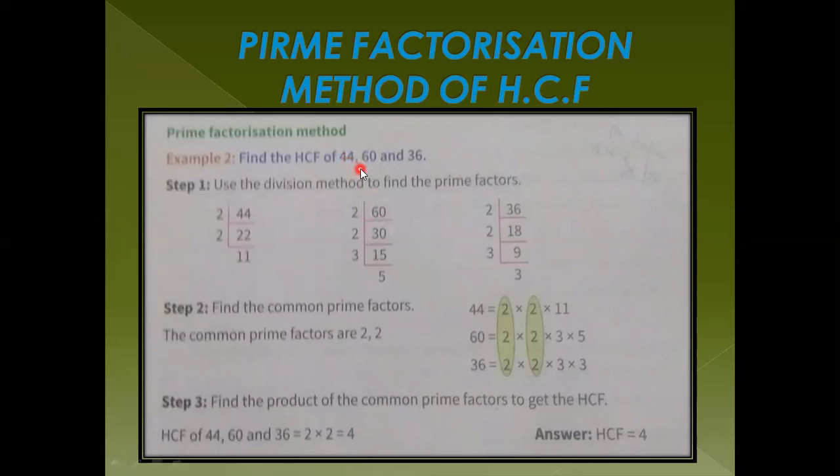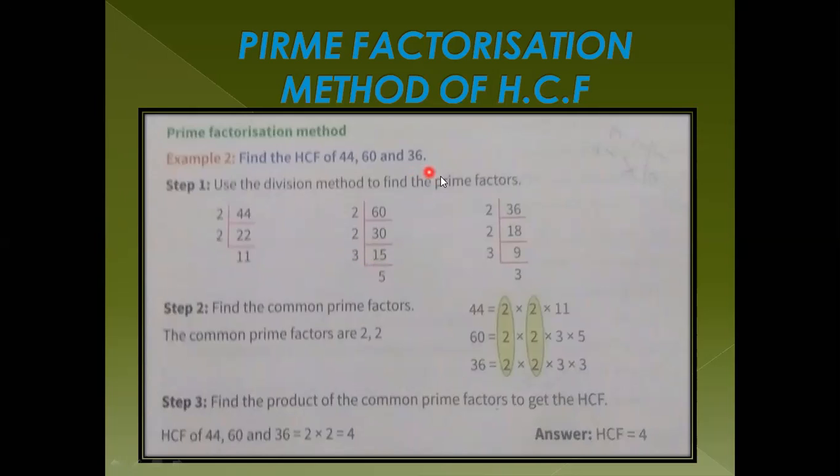First, for 44, 60 and 36, we have to do it separately. For 44, the first prime number is 2. 2 22s are 44. Then again divide with 2: 2 11s are 22. Next, the same way for 60: 2 30s are 60. Then again 2 15s are 30. Now this 15 is not possible to divide with 2, so let us take the next prime number, which is 3, and 3 5s are 15.